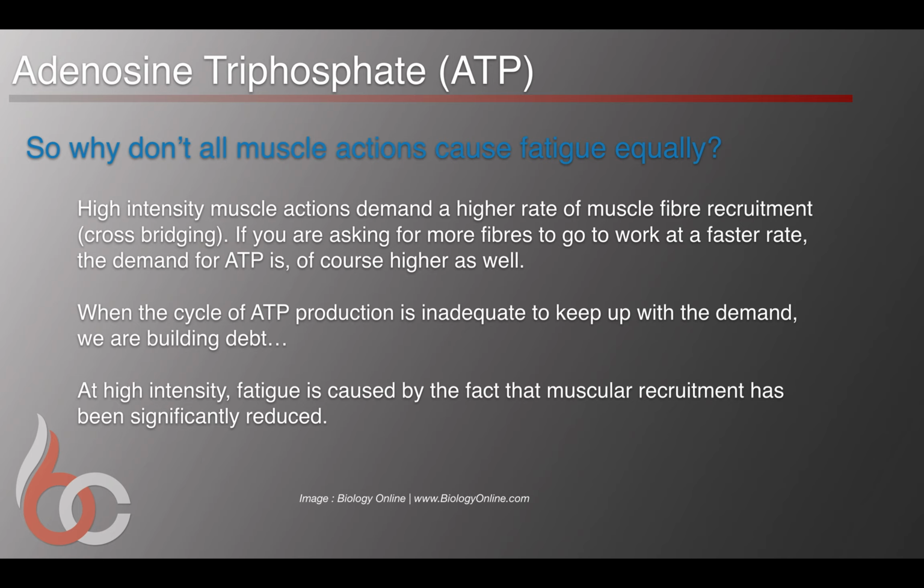And so at a high intensity, fatigue is actually caused by the fact that recruitment has been reduced. So at the very beginning of the exercise attempt, I have a lot of muscle fibers available and they're recruitable. And after fatigue starts to set in, it's happening because some of those muscle fibers are no longer available. They are no longer recruitable because they are still cross-bridged, because I've demanded more ATP than my body can cycle back.